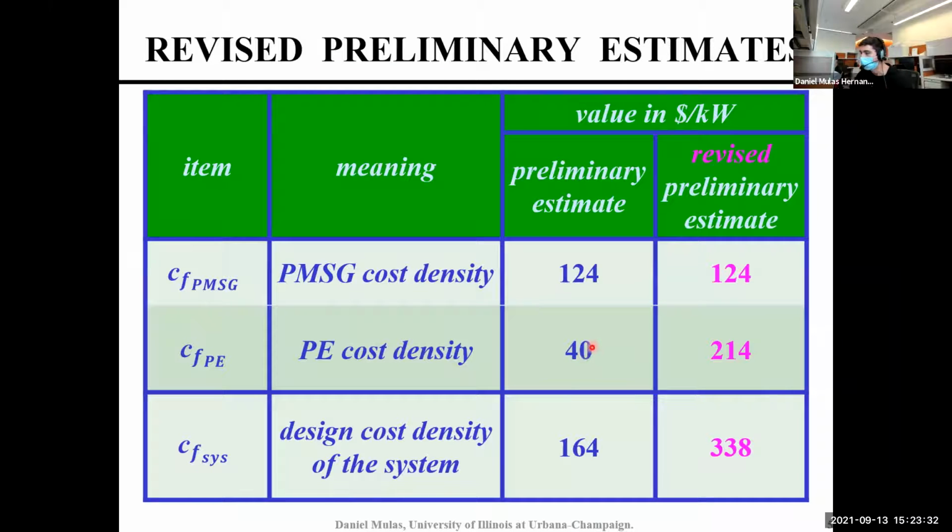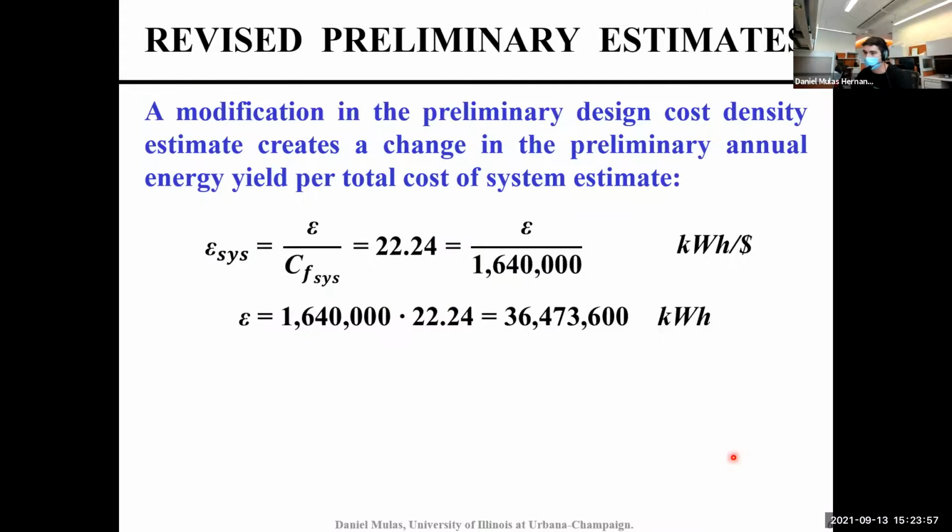So we have decided to use a different power electronic cost density as an objective, a more realistic objective. This is actually a number that appears in the literature, in the state of the art, which is the NREL paper. With this change, the new design cost density of the system that we propose as preliminary estimate is $338 per kilowatt.